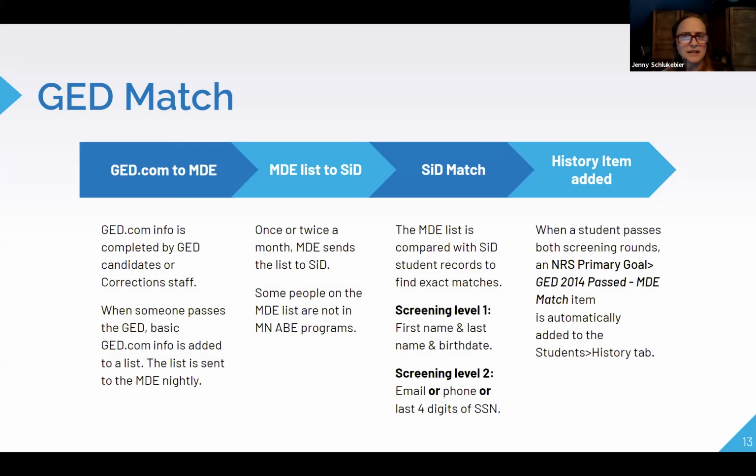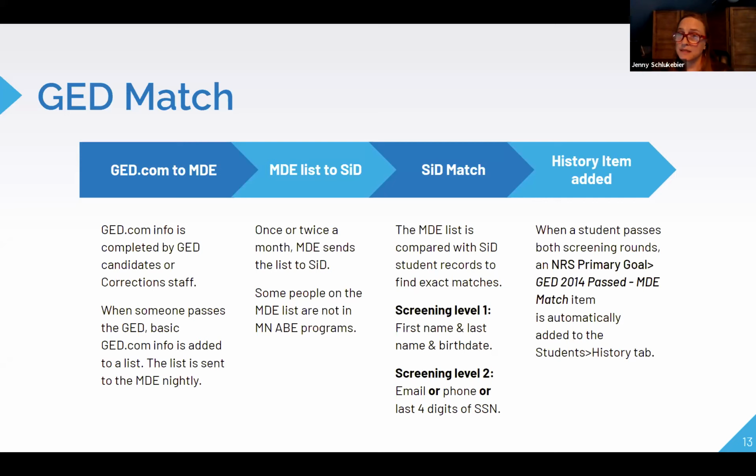So I'll give you a little inside scoop on how that works, and then talk about what you should be looking for on a regular basis to make sure it's happening appropriately. So the GED.com system, students complete that before they take the test, right? And they put in their name and their info. And then that whole system is tracking who passes the GED in Minnesota. So every night that system sends their list to Minnesota Department of Ed.